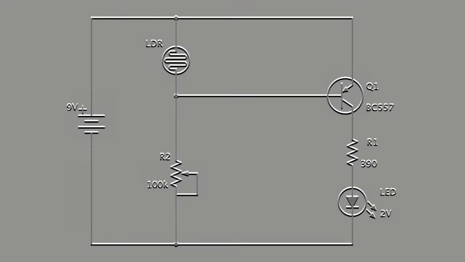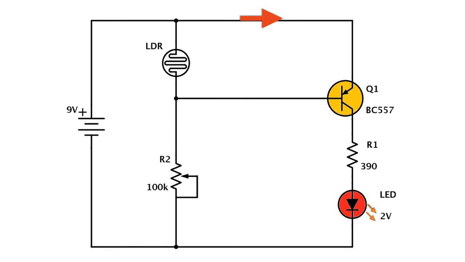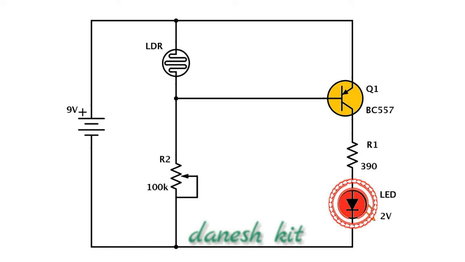When it's light, the LDR has low resistance. This makes the voltage at the base of the transistor higher, high enough to turn the transistor on. Because the transistor is turned on, current flows through the transistor. It flows from the positive battery terminal, through R1, the LED, and the transistor down to the negative battery terminal. This makes the LED light up.